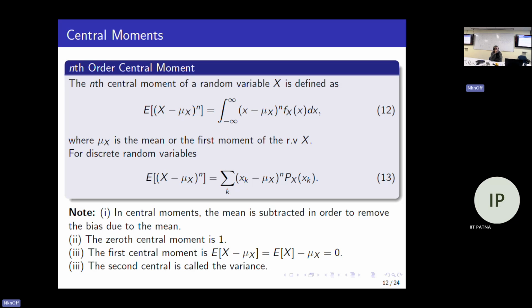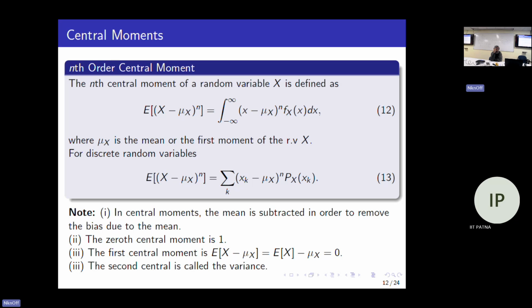Now the point is, what is the difference between moment and central moment? We are subtracting mu x. So for the central moment we always subtract mu x. Why? To remove the bias. If mu x is 0, that is fine. If it is not 0, we have to remove the bias. That means mu is the bias. So we remove the bias and then calculate the nth order moment, and that becomes the central moment.